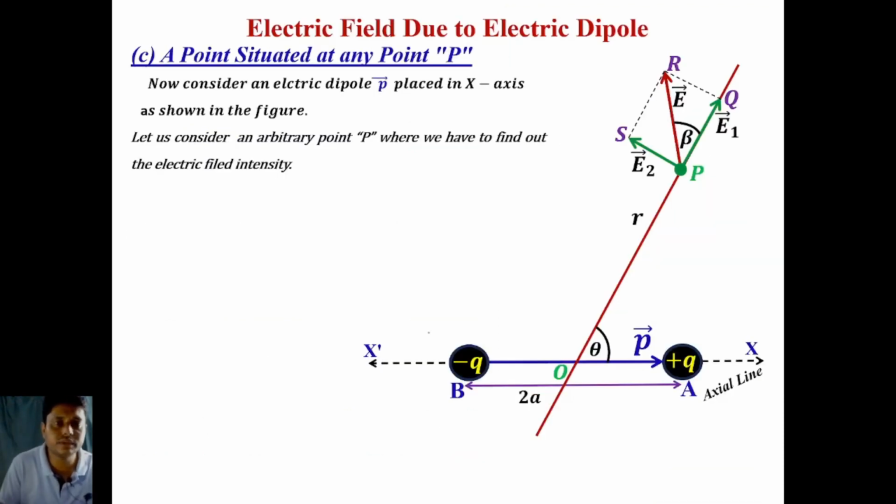In our next class, we are going to discuss electric field due to an electric dipole, but if the point is situated anywhere. Previously we discussed the case where the point is on the axial line and on the equatorial line, what will be the value, magnitude and direction. But if it is at any arbitrary point, then what will be the value, that we are going to discuss in our next class.